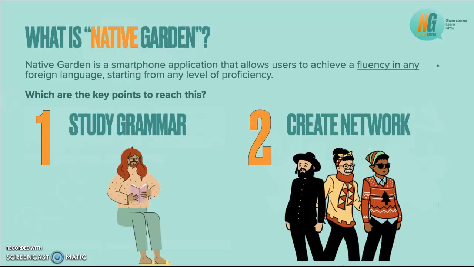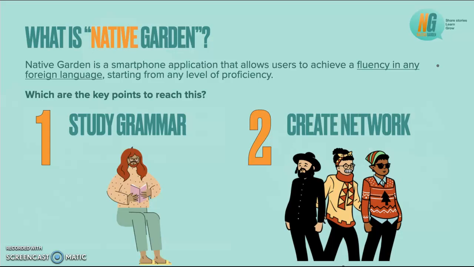So what is Native Garden? Native Garden is a smartphone application that allows users to achieve fluency in any foreign language, based on two key points. First of all, have a solid grammar basis. Second, create a network. It is important to create a network to practice with natives, to practice with people who already speak the language.